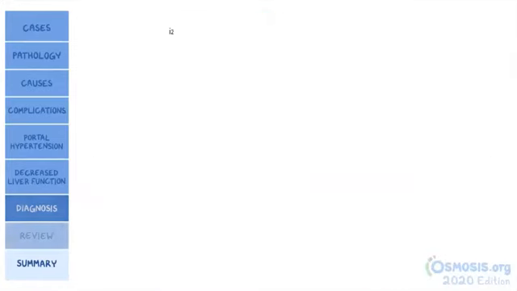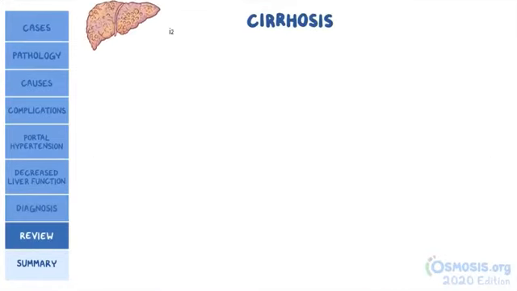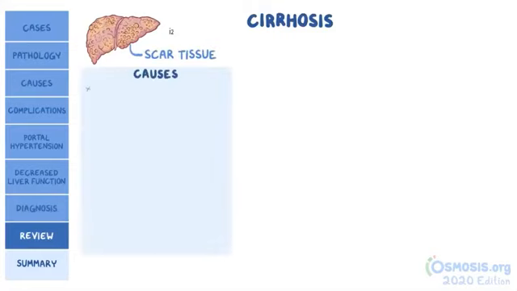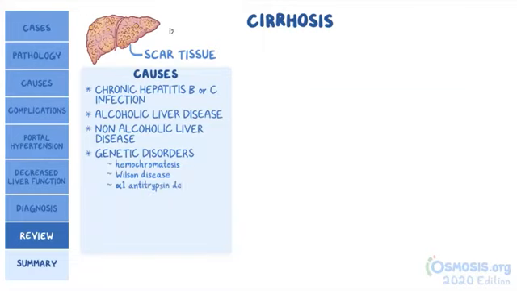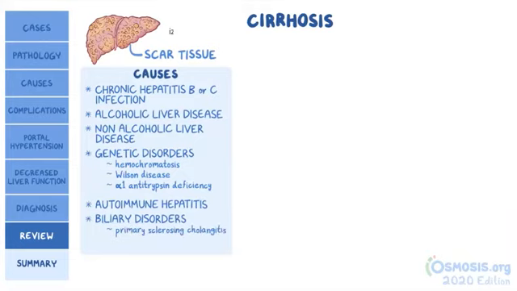Alright, as a quick recap, cirrhosis is when there's damage to the liver and healthy tissue is replaced with scar tissue. Causes include chronic hepatitis B or hepatitis C infection, alcoholic liver disease, non-alcoholic liver disease, genetic disorders like hemochromatosis, Wilson disease, alpha-1 antitrypsin deficiency, as well as autoimmune hepatitis and biliary disorders like primary sclerosing cholangitis and primary biliary cholangitis. Over time, complications develop.